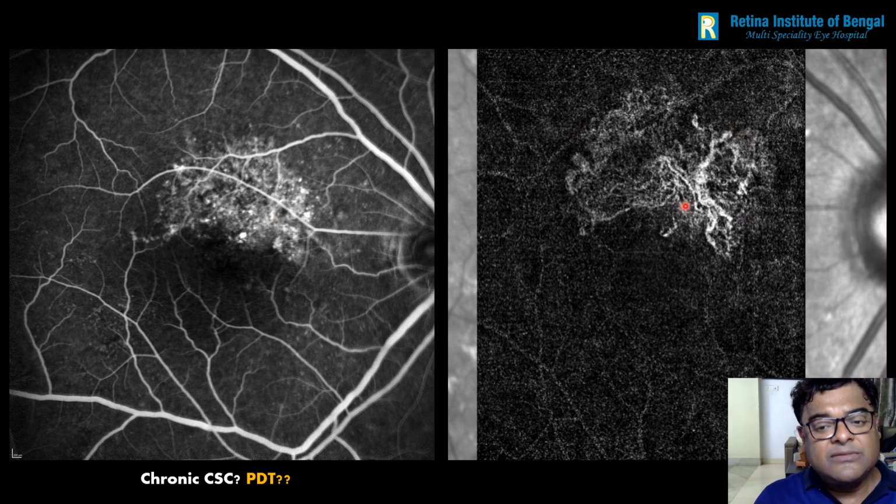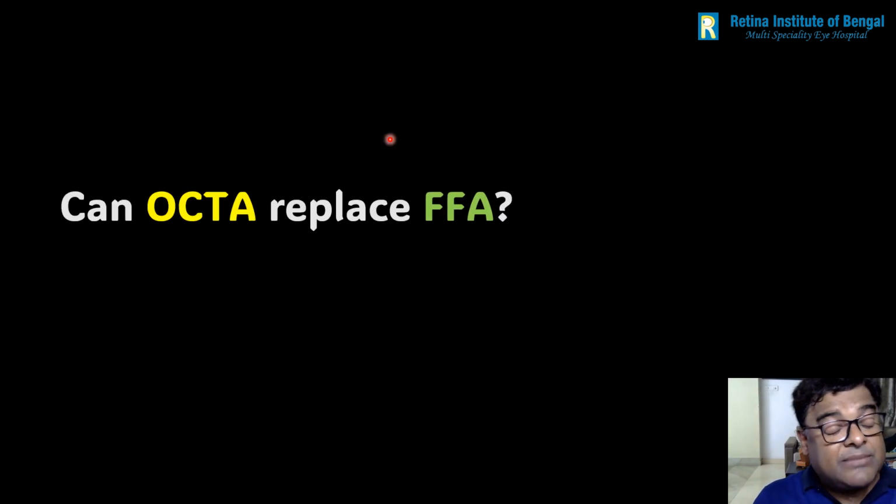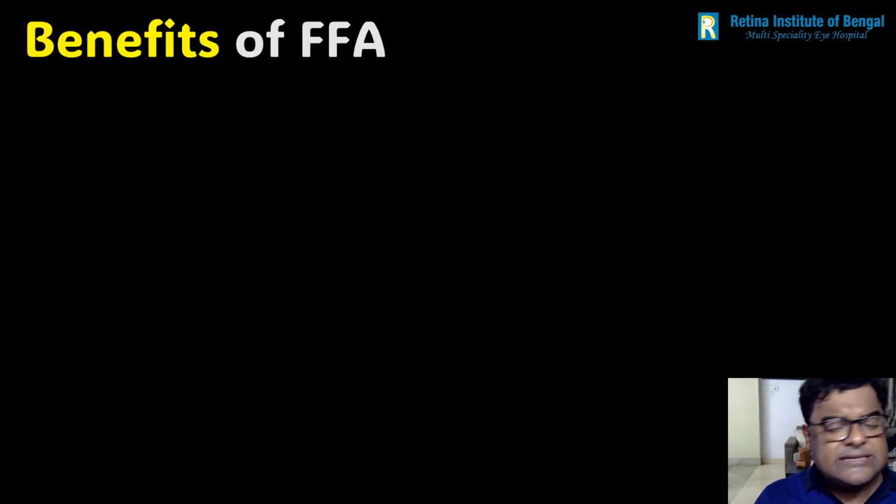So this is a CNVM in the setting of chronic CSCR. So now you know that we need to do anti-VEGF. But then, can OCTA replace fluorescein angiography altogether? For that, let's first see what the benefits of fluorescein angiography are.